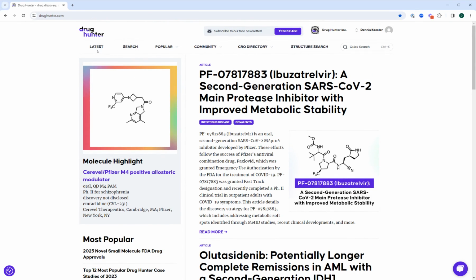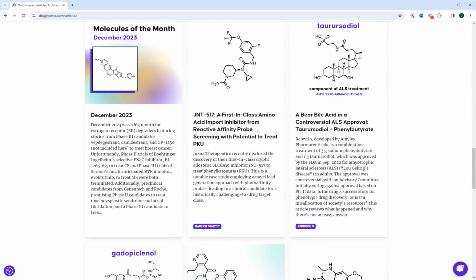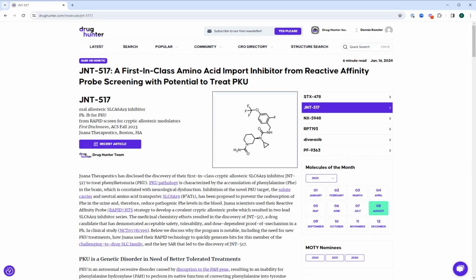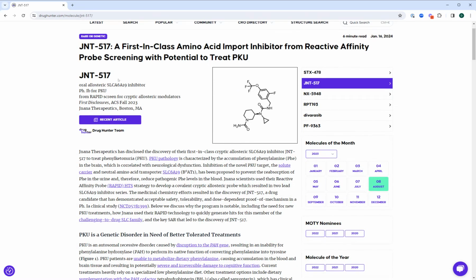By far, our most popular type of case studies are industry case studies. So I will just, for example, select this one here. This is a first-in-class amino acid transporter inhibitor from Jnana that was discovered by reactive affinity probe screening, and it's for the treatment of PKU. In those types of articles, in this case from a first disclosure, so that's not even published here, we will first give an overview of why this molecule or this target is important, and why you need to pay attention to it.